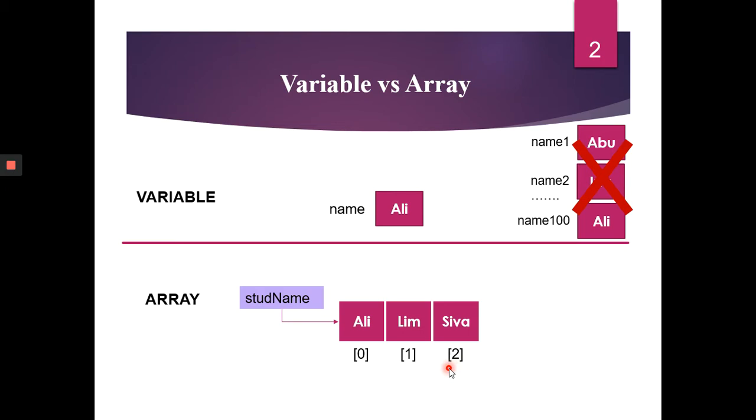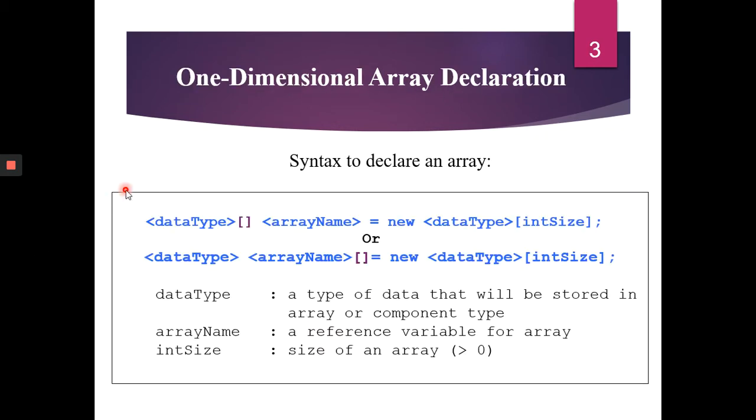There are 3 types of array, which are one-dimensional array, two-dimensional array, and also multi-dimensional array. So for programming 1, we are going to cover one-dimensional and also two-dimensional. But in this video, I'm going to introduce to you about one-dimensional array only. Okay, this is the syntax of how to declare a one-dimensional array.